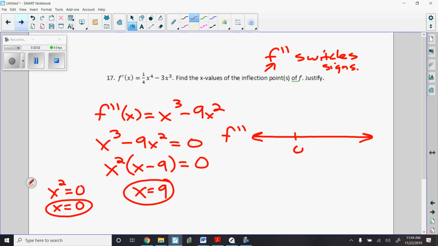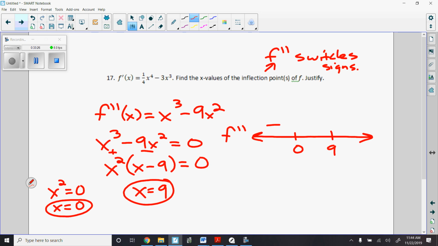So I'm going to plot 0 and 9, and I'm going to plug numbers into the factored form. So let's think about negative 1. Negative 1 squared is a positive number. Whether a number is positive or negative, when we square it, it always becomes positive. That's going to cause one of these two points to not be an inflection point. Okay, I plug negative 1 into x minus 9. Negative 1 minus 9 is negative 10. A positive times a negative is a negative.